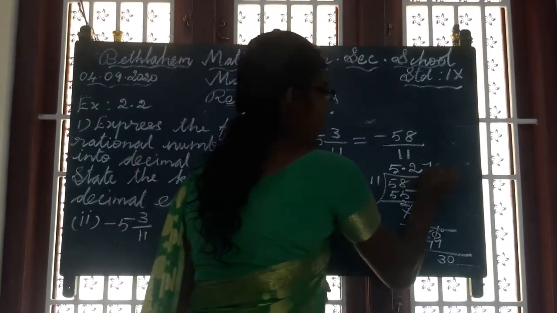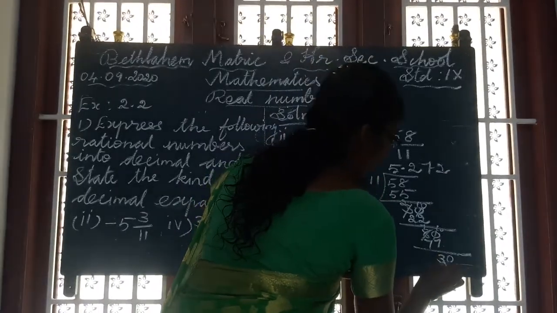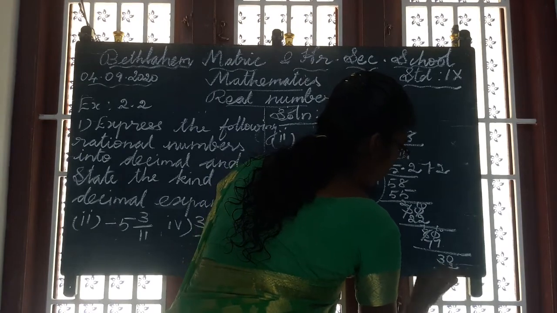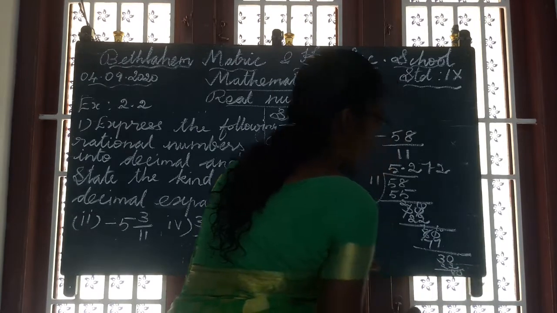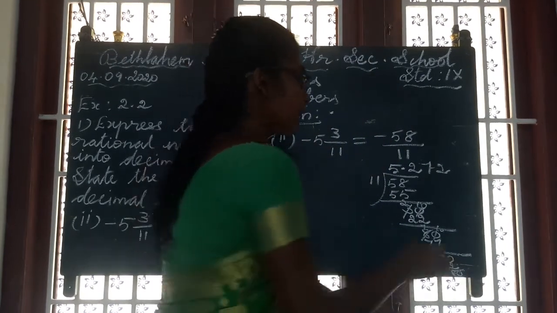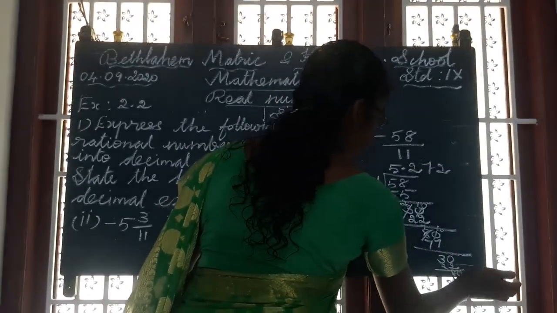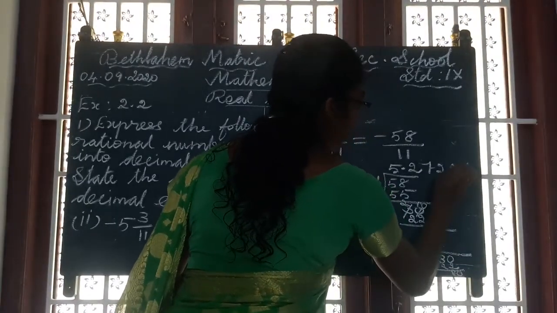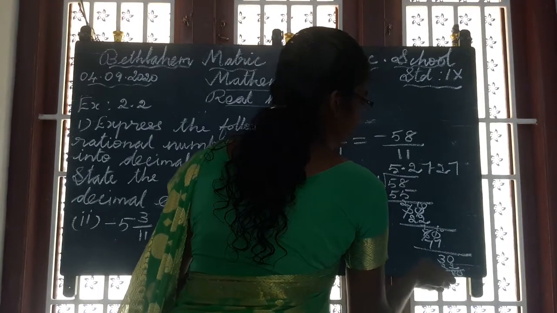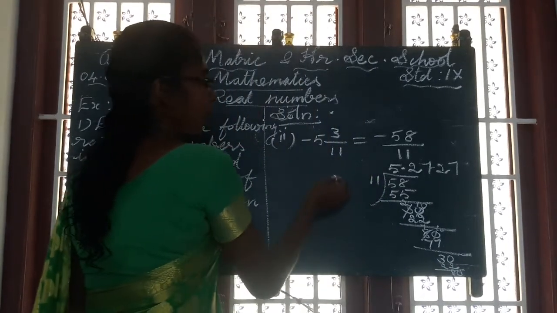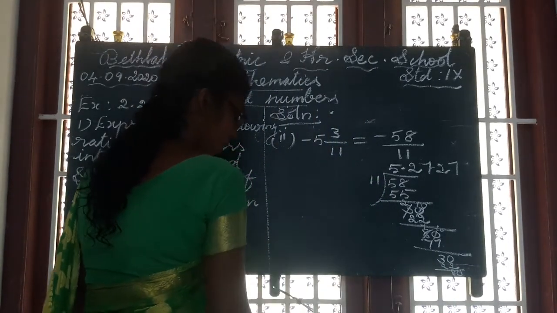Next, how many times? 2 times 22. Again, how much balance? 8, 0. Then again, what will we get? 7 times 77. Again, how many times? 7 times 77. So here we can write it.